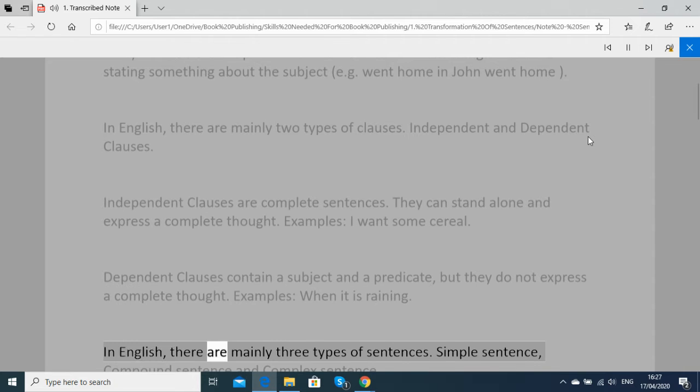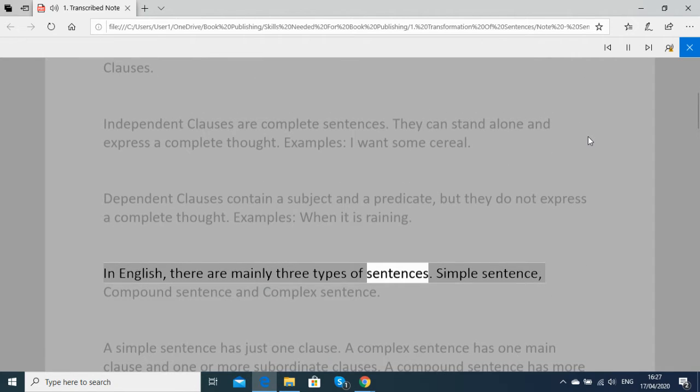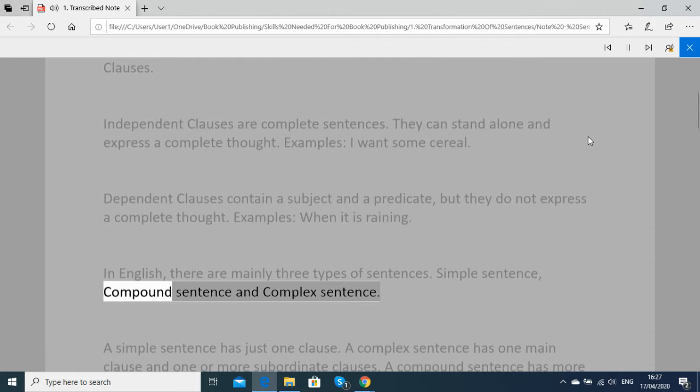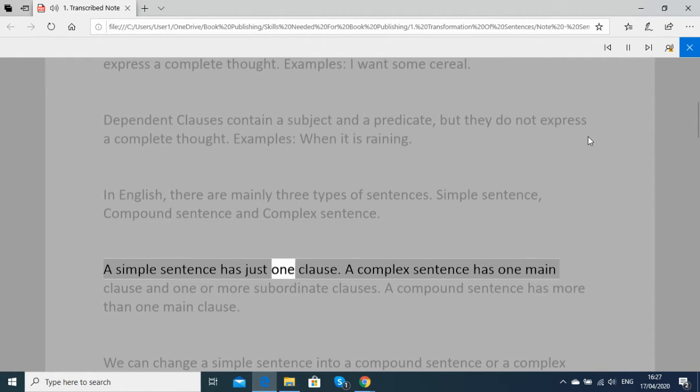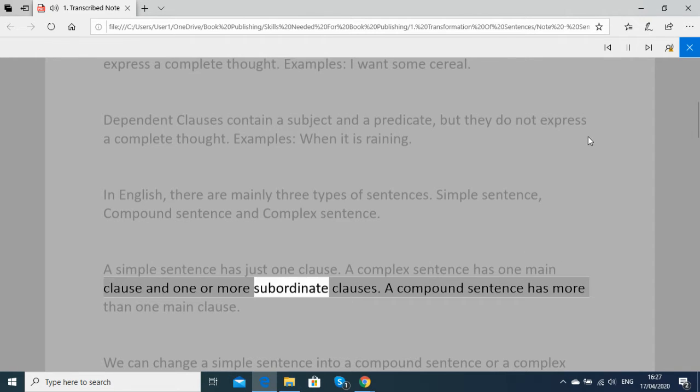In English, there are mainly three types of sentences: simple sentence, compound sentence, and complex sentence. A simple sentence has just one clause. A complex sentence has one main clause and one or more subordinate clauses. A compound sentence has more than one main clause.